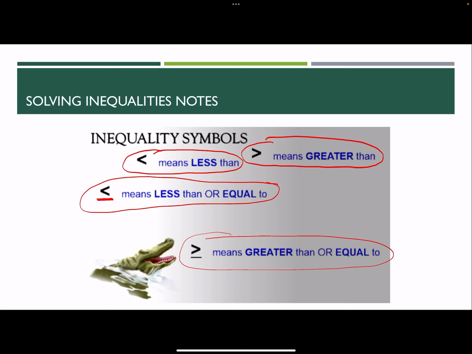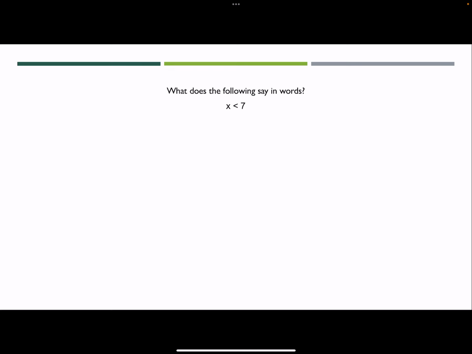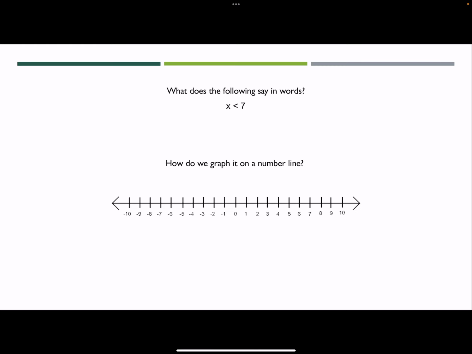All right, so now that we know what these symbols mean, let's learn how to solve and graph some inequalities. So first, what does this say in words? Think about what that symbol means again. So x is less than 7, or in other words, a number, because x just represents a number or a variable. So a number, like x, is less than 7.